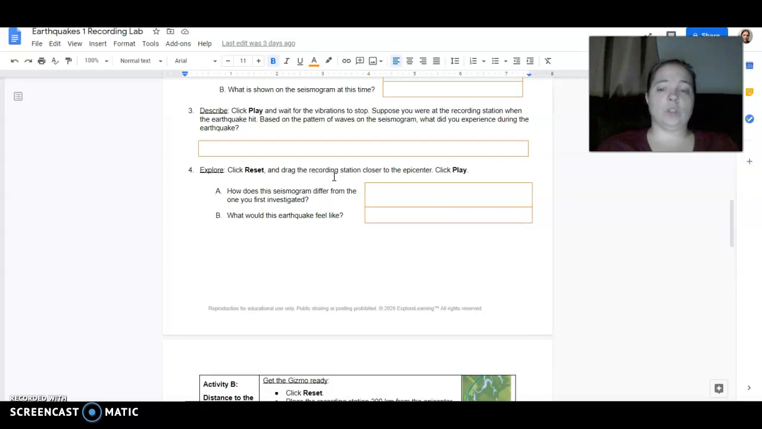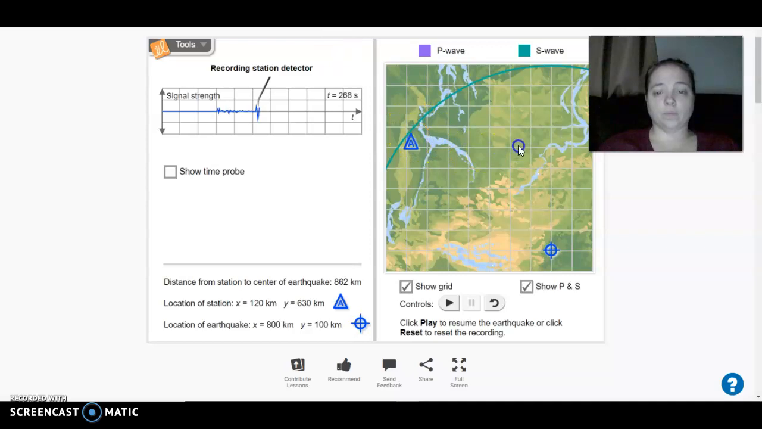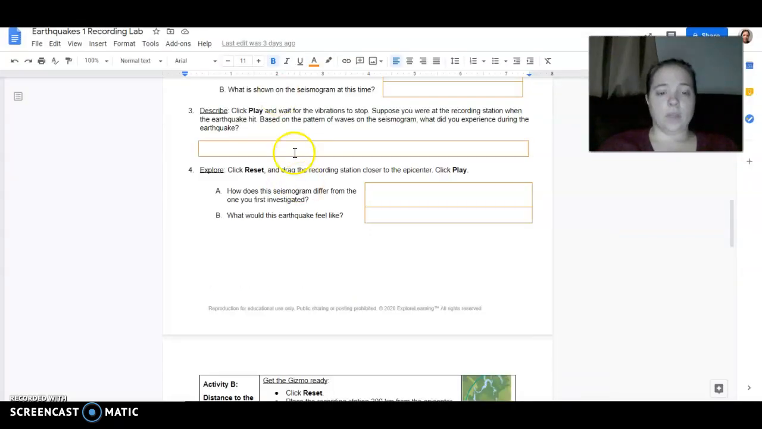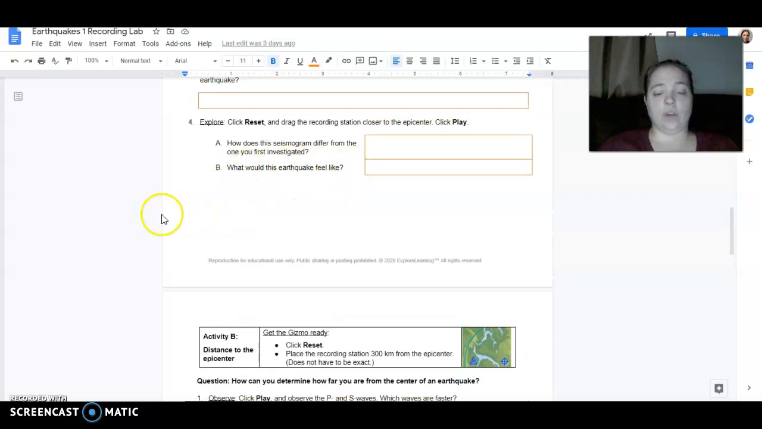What did you experience during this earthquake? If you were at the recording station, what do you think you would feel? All right, explore. Reset, drag the station closer to the epicenter and press play. So reset, and then you just drag it closer somewhere to this dot. And answer what you think you would experience during an earthquake. What do you think it'd feel like?